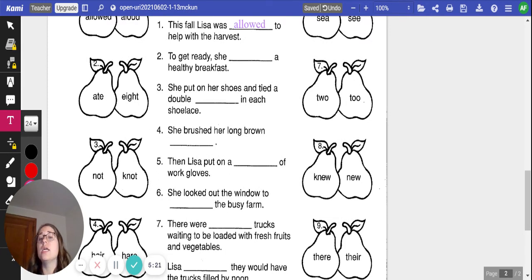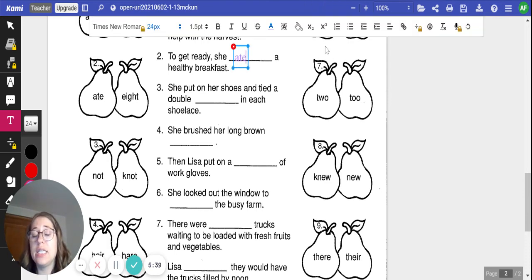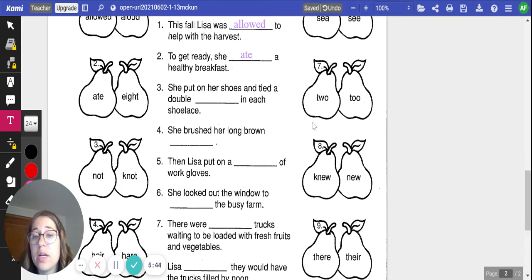Number 2, to get ready, she blank a healthy breakfast. Our pairs over here, we have ate and eight. ATE means to eat. EIGHT means the number. So for to get ready, talking about a healthy breakfast, then it is ate, A-T-E. We wouldn't be putting the number in, right? She ate a healthy breakfast.